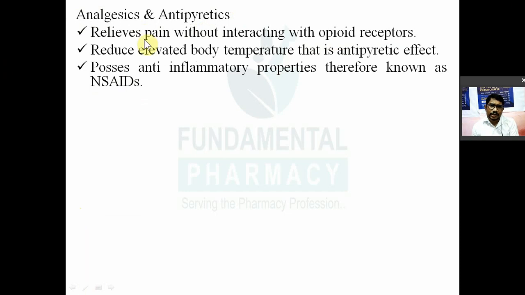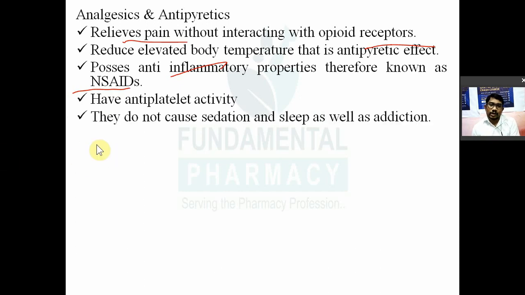Okay, there is no steroid in the structure, that's why they are known as non-steroidal anti-inflammatory drugs. They have certain qualities in themselves. First, they will decrease your pain without interacting with the opioid receptor. They will decrease the body temperature, that is the antipyretic effect, and they also have an anti-inflammatory property. They don't have steroid in their nucleus. That's why NSAID is non-steroidal anti-inflammatory drugs. Am I audible to you?